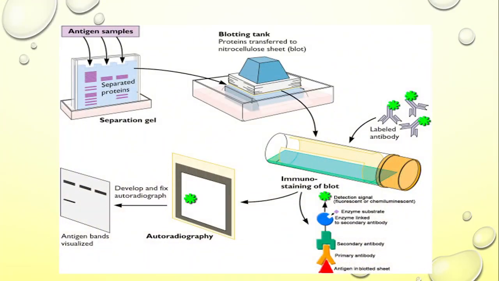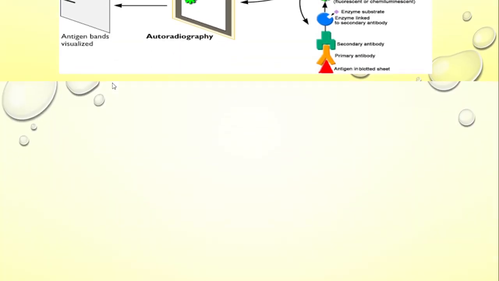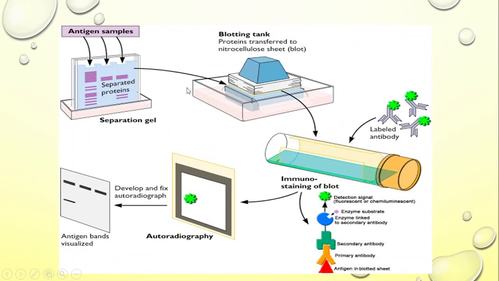Here is the illustration which shows the Western blotting technique. You can see the antigen samples are separated on a polyacrylamide gel, then transferred to a membrane. And then you have the labeled antibody. In this diagram, we show the detection by means of fluorescence. It can be chemiluminescence, or it can be enzyme substrate linked. In that case, you'll be using a secondary antibody. And you go for the identification through autoradiography if it is radio-labeled.